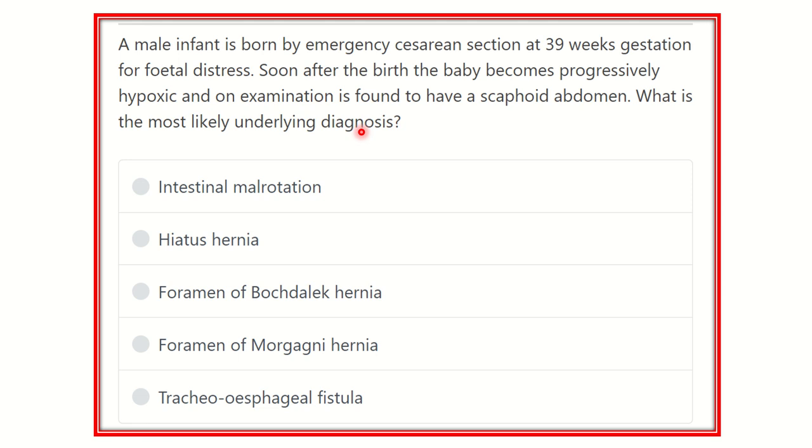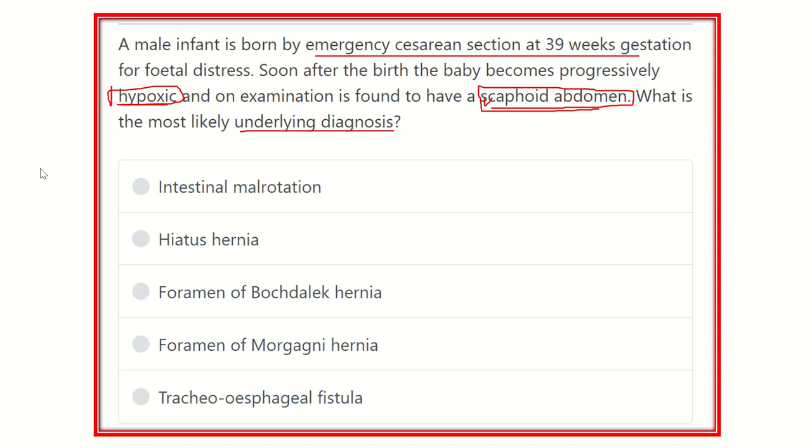So it is one of the important questions, in which they want to know about the underlying diagnosis in a case where emergency cesarean section was done at 39 weeks of gestation, and after the delivery the patient becomes progressively hypoxic, that means there is deficiency of oxygen in the body, and a scaphoid abdomen is found. So we have to find out the cause. Here are two important clues: one is the scaphoid abdomen, and another is that the patient is hypoxic.